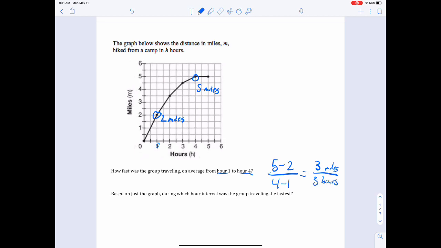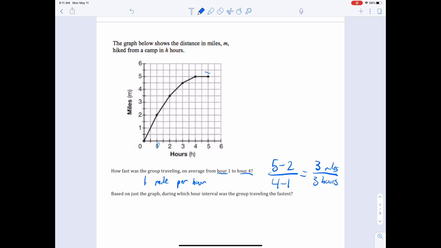So what was their average pace? It was 1 mile per hour, which is slow, but you got to think they're hiking, so they might be climbing and stuff like that. Last question. Based just on the graph, during which interval was the group traveling the fastest? Take a look at this graph. I'll get rid of this stuff and just make a prediction. Which interval do you think they were traveling the fastest? Which hour interval?